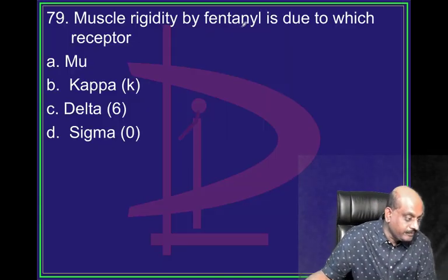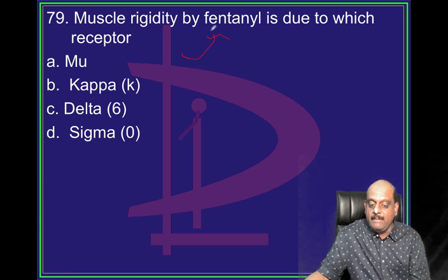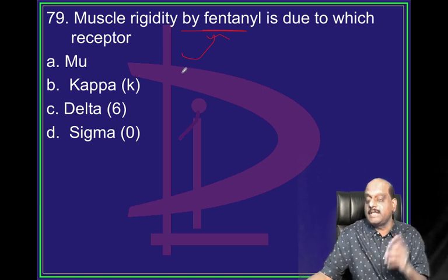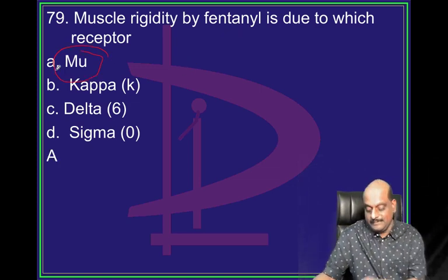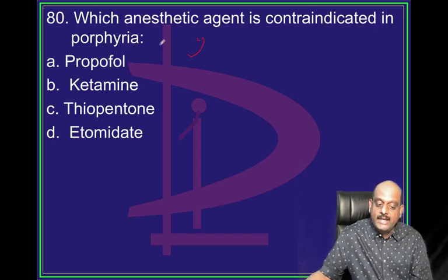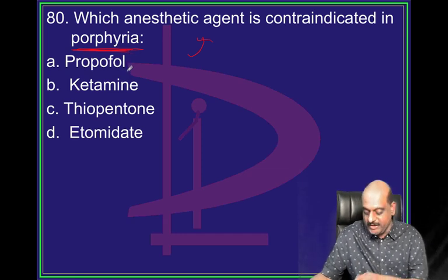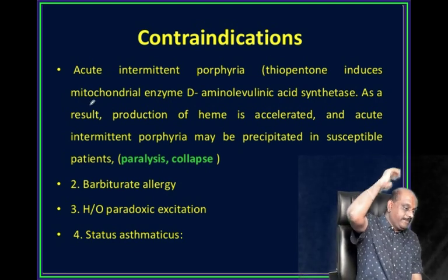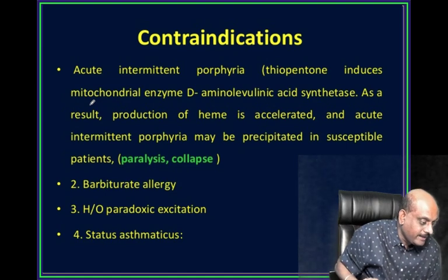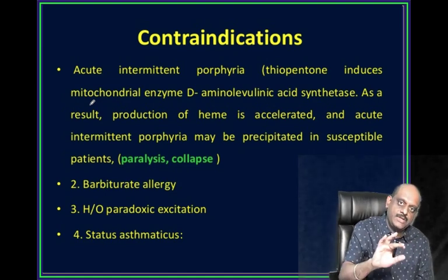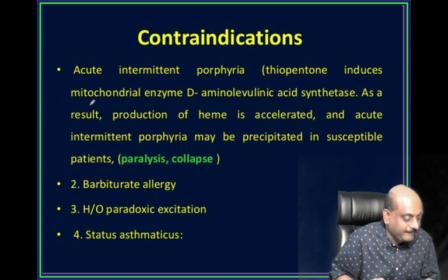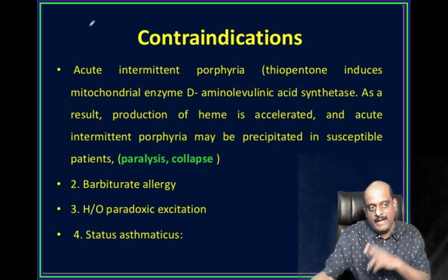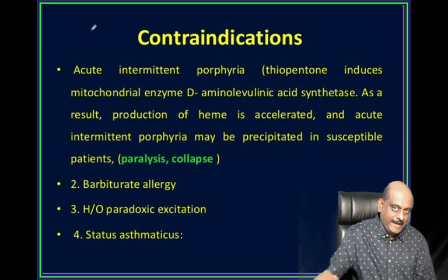Okay, now muscle rigidity by fentanyl is due to which receptor? Mu receptor. Now doctor, which anesthetic is contraindicated in porphyria? Easy question. Thiopentone. So tell me doctor, quickly, what are the contraindications? Sir previously told hypertension and chest wall rigidity, both are answers. You are right Nagredi, both hypertension, especially when aciclofenac and alfentanil are combined, you get hypertension.